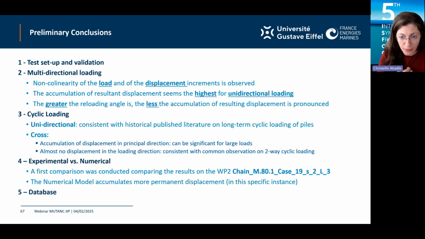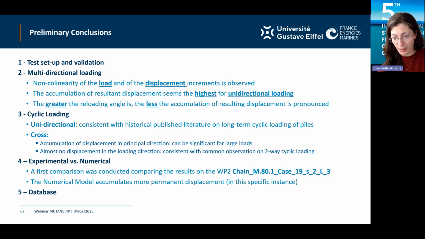This was followed by a cyclic loading multidirectional campaign. The unidirectional cyclic test is consistent with published literature. And on the cross tests, we observe an accumulation of displacement in the principal direction that is significantly large and would not exist if there was an uncoupling between the two principal directions. So that's a very interesting result. And there is almost no displacement in the loading direction, which is consistent with most common observation on two-way cyclic loading on piles.